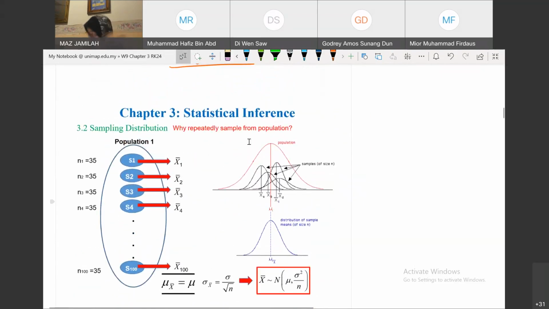Now, if you turn to page 75, section 3.2, sampling distribution.